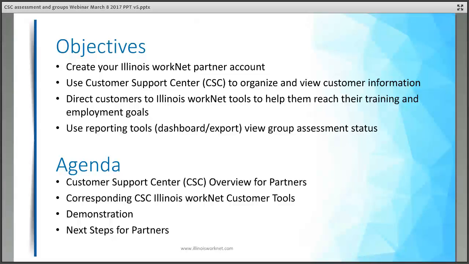Now what's going to happen after that is you are going to need to take a look at the LMI workNet service finder and see if your organization is already an LMI workNet partner. And if it's not, you can go ahead and request to become a partner site. So you can add a location, edit location, and you can request to become a partner site. And whenever that request comes in, we'll review the information and approve to become a partner site.